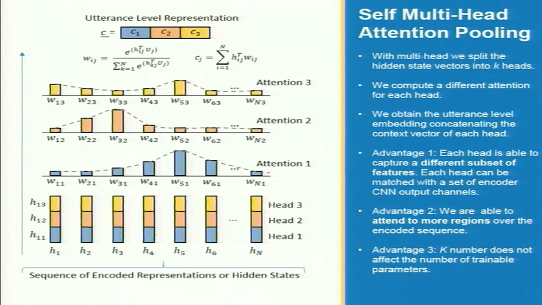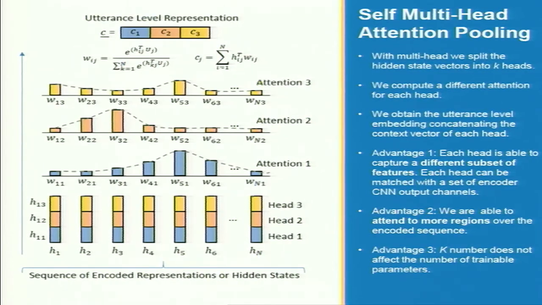So the first head is matched with the first four output channels, the second one from the fifth to the eighth, etc. And the second advantage is that we are able to attend more regions over the encoded subspace. So we have more attentions, we have more capacity to attend over different regions. And at the same time, if we are capturing different subsets of features, each attention has more flexibility to attend different regions of that sequence.